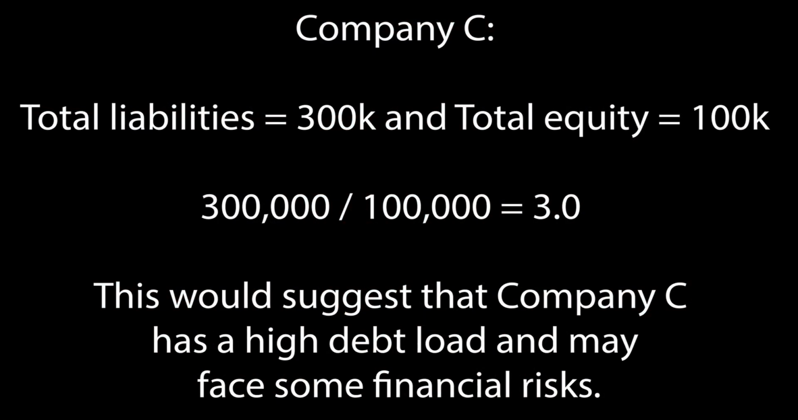Here's a simple scenario. Assume Company C has total liabilities of $300,000 and total equity of $100,000. Using our formula, we'd have $300,000 divided by $100,000, which equals 3. This would suggest that Company C has a high debt load and may face some financial risks. We're using these types of ratios to assess a company's long-term financial viability. Next, let's talk valuation ratios.